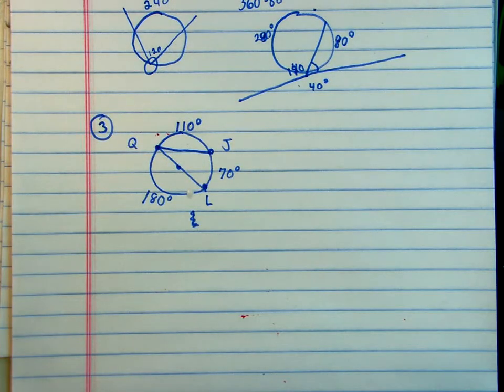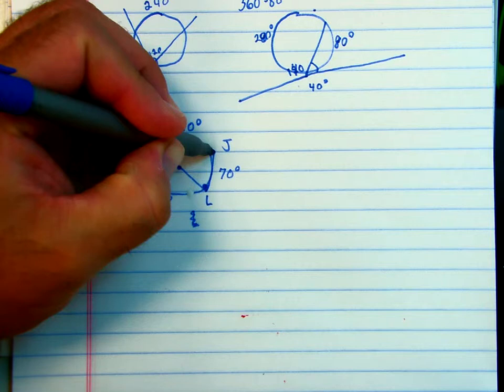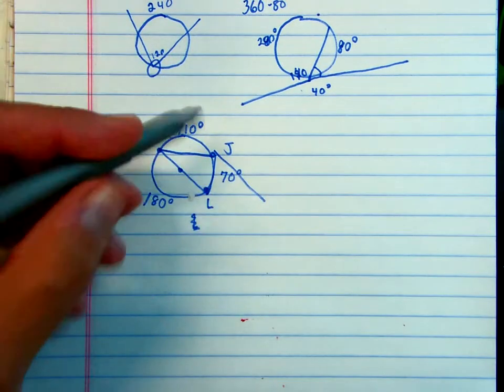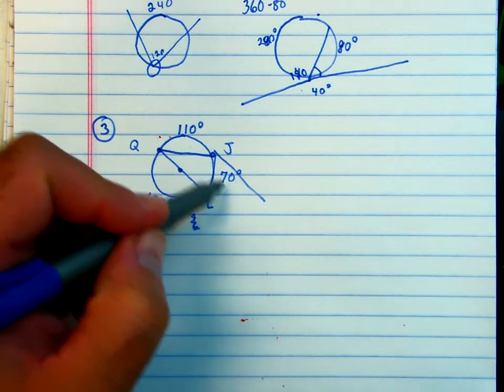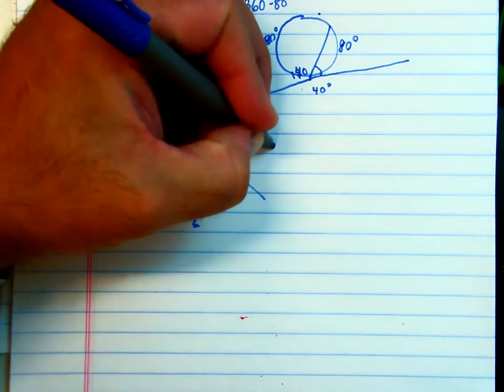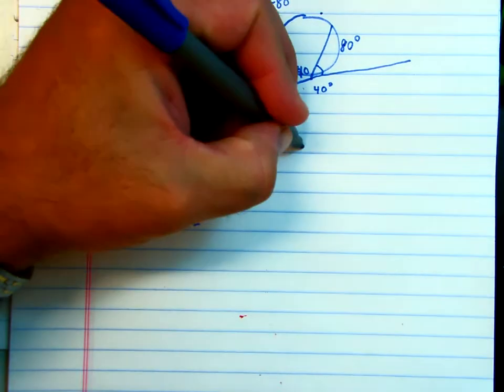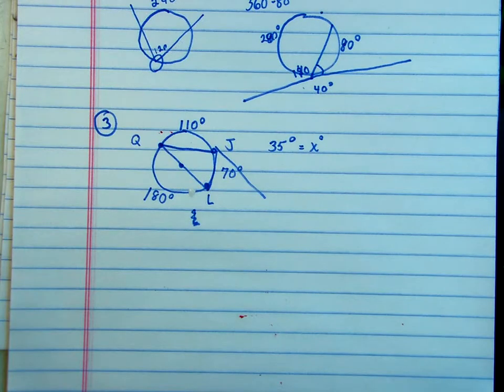Now I find the angle they want me to find. I draw it next. Okay? And it's X. They want me to find that angle. Well, you can see you just drew around this arc. So that angle is half of that arc, which would be 35 degrees. So angle X is equal to 35 degrees.